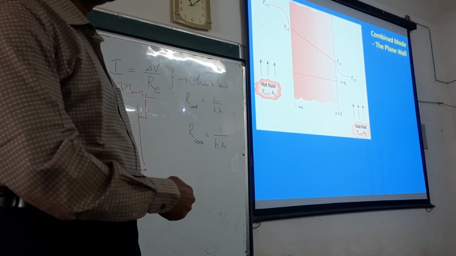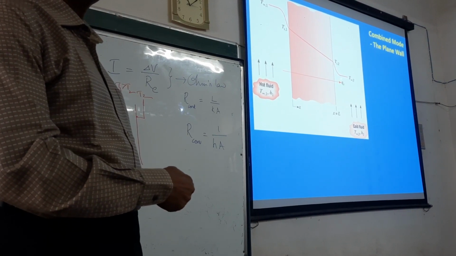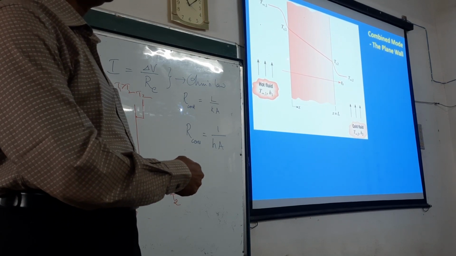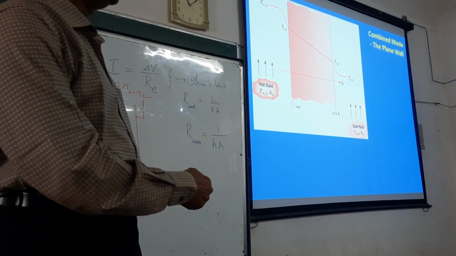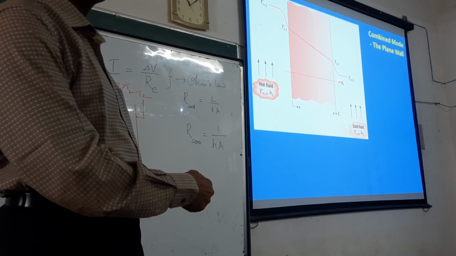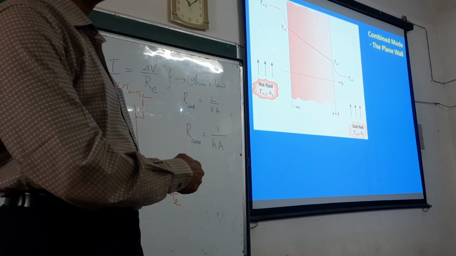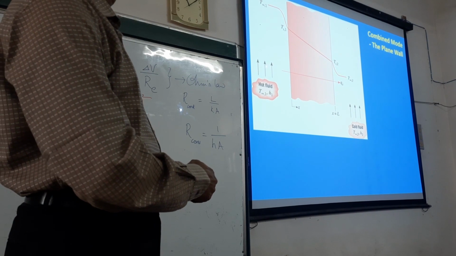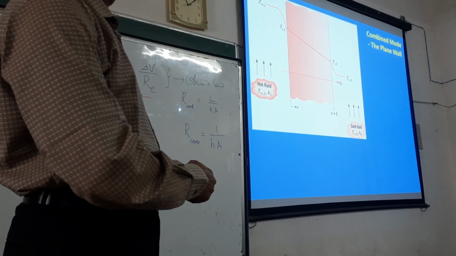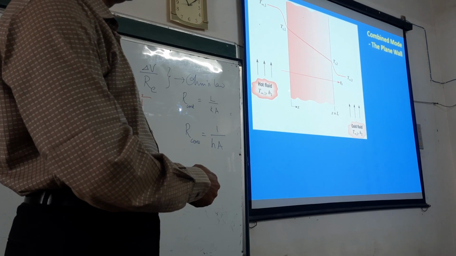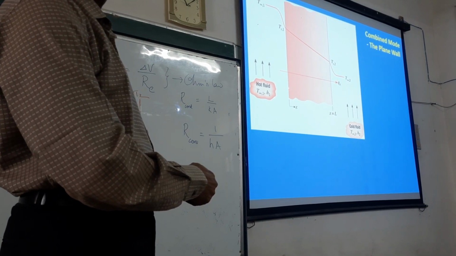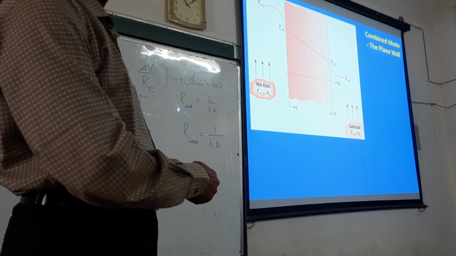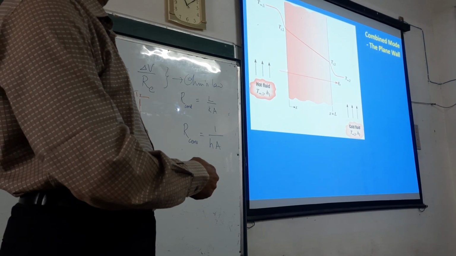Now, what are the different modes of heat transfer that are involved here? There is one fluid and adjoining surface, and there is another fluid and adjoining surface. So what is the mode of heat transfer between this fluid and the solid surface here? Fluid and adjoining surface, what is the mode of heat transfer? Convection.